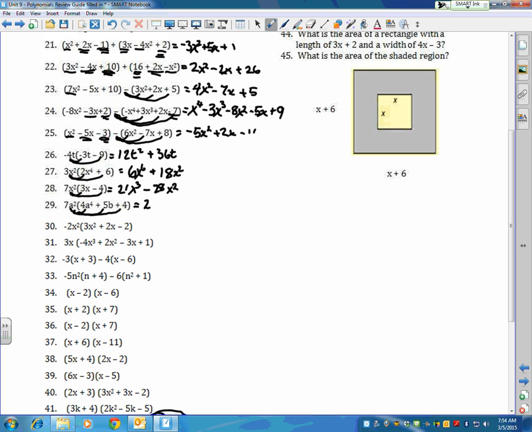You get 28a to the sixth plus 35. Now this one's different because you have an a and a b. But you get 35a squared b. Just slap them together. And the last term would be plus 28a squared.